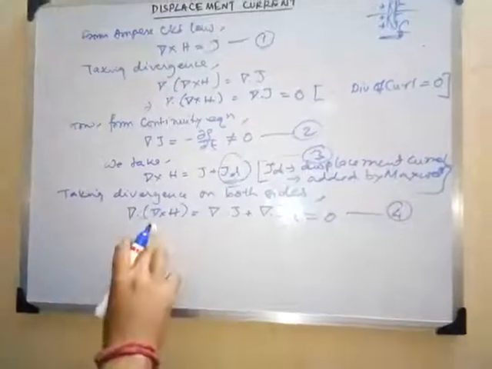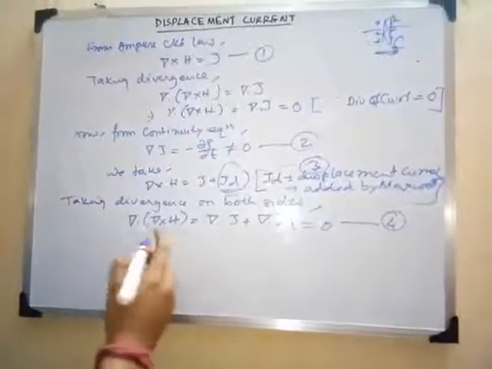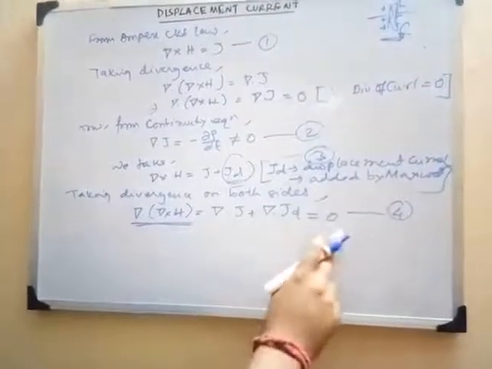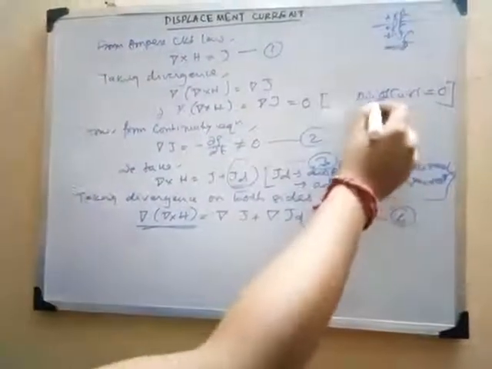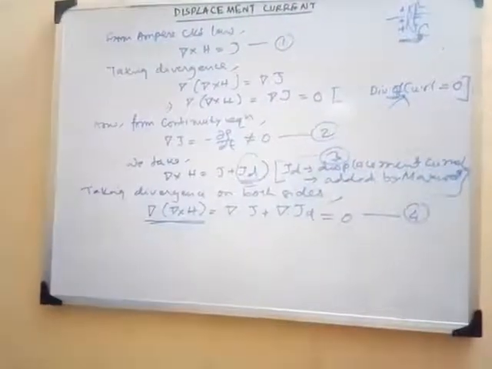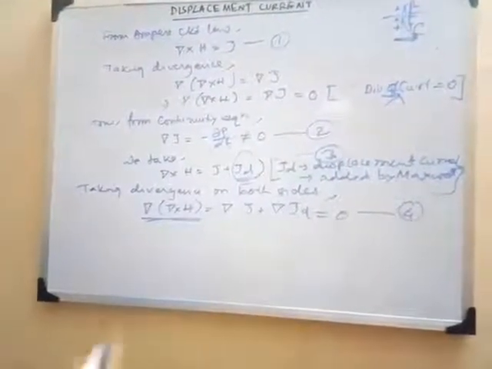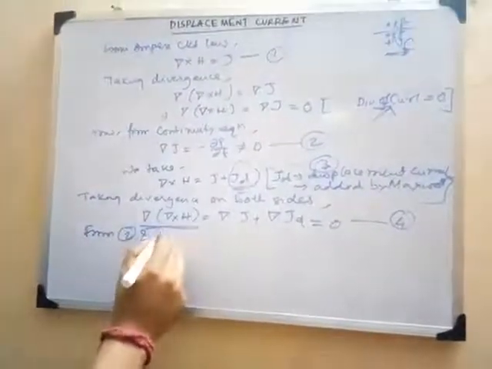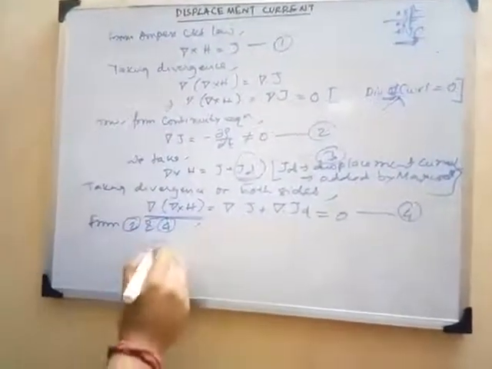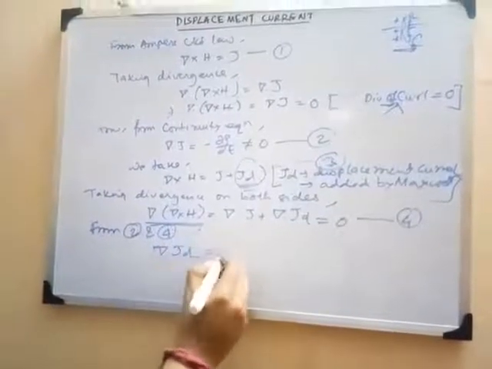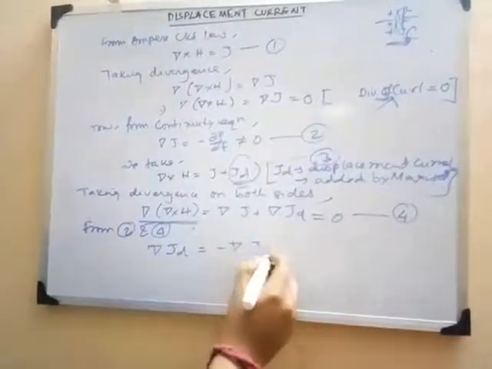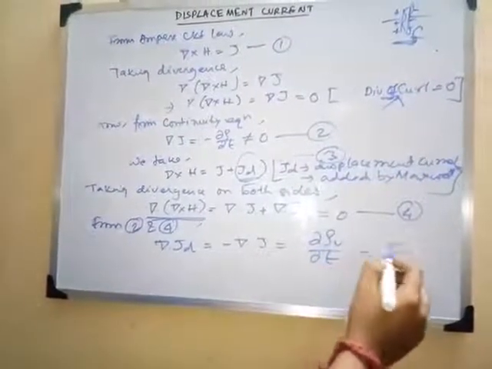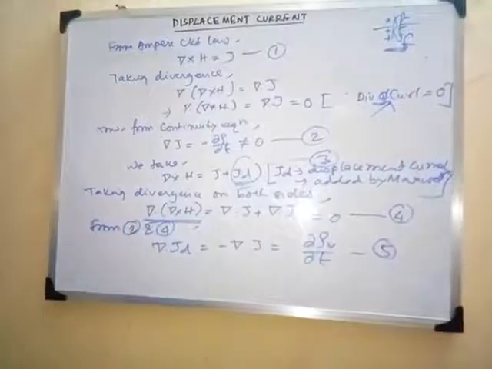Why 0? I will not repeat it again; you know why this equals 0, refer to the earlier explanation. So now this will be equal to 0. From 2 and 4 we can write del dot JD equals minus del dot J, which equals del rho v by del t. Let us take this as our equation number 5.